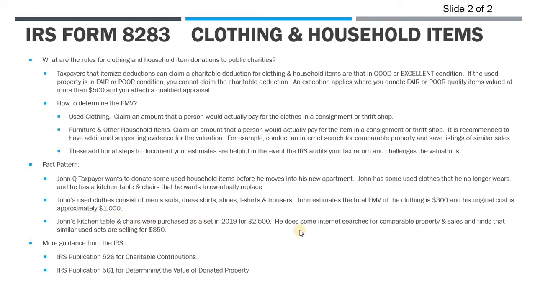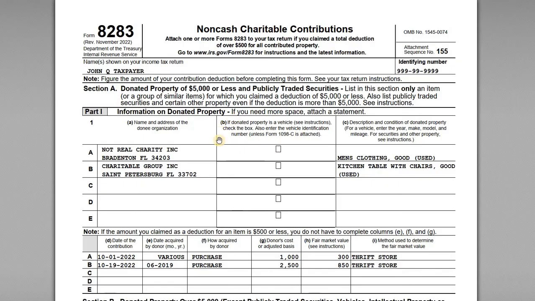Now with the table and chairs, he does an internet search, right, to try to find some comparable sales. And he finds that, okay, my table and chair set that I bought years ago for $2,500, now it's worth about $850. That's what I can see a sale for online. All right, so he has that information at his disposal, goes ahead and donates them.